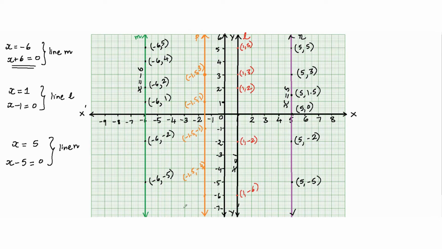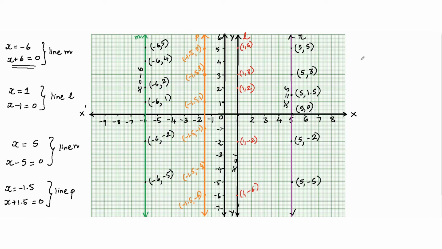This point has x coordinate of negative 1.5, y coordinate of negative 6. This point has x coordinate of negative 1.5, y coordinate of positive 5. So you will notice that all these points have their x coordinate equal to negative 1.5. So I can say that for line P, x is equal to negative 1.5, right? All the points have their x coordinate equal to negative 1.5, and therefore I can say that x plus 1.5 is therefore equal to 0. So this is the equation of the line P.